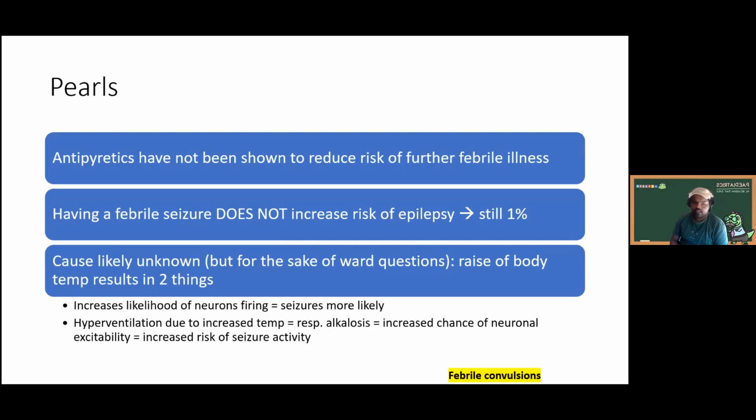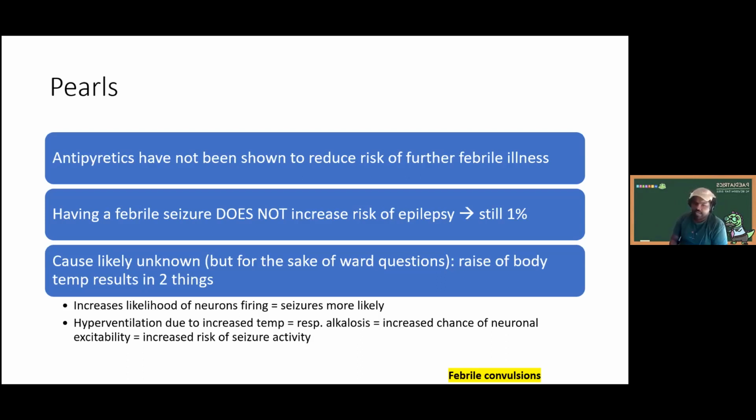So in terms of why it's caused, there's not really a well-known idea behind why, but this is something that I weirdly got asked 2 times by separate consultants when I did my Paeds rotation. So really it's because when you have a rise in body temperature, you get 2 things. First of all, the rise in body temperature results in neurons being more likely to fire, and that's likely because of increased ability of those voltage-gated channels to work.